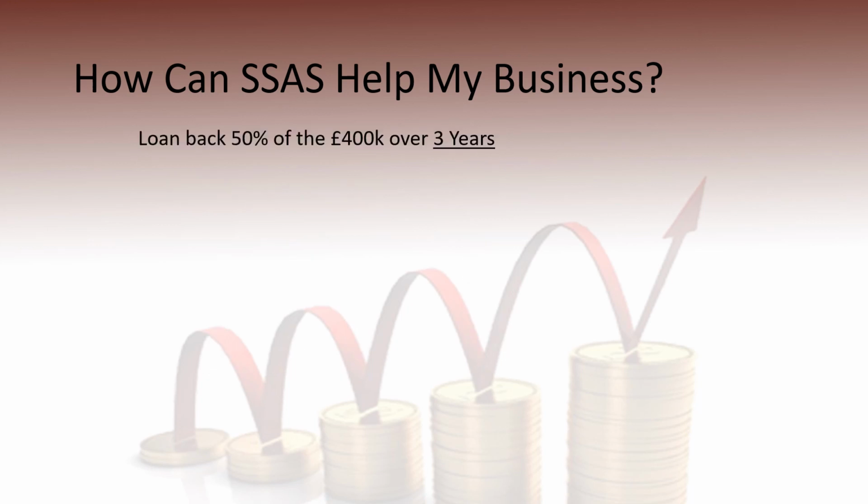So let's use a real world example. You can purchase property. I don't want to do a 5-year project, I want to do a 3-year project. So I'm going to purchase a property for 200,000. You do need, this is not your SSAS is going to pay for everything. You need working capital within your business.